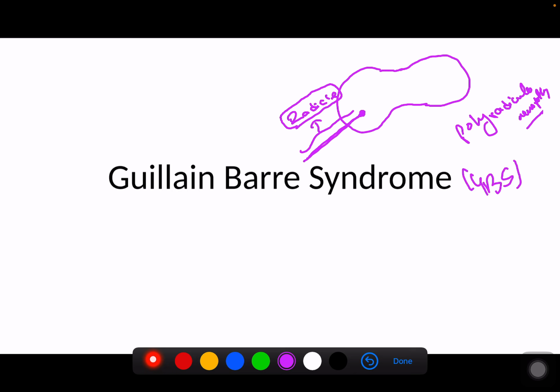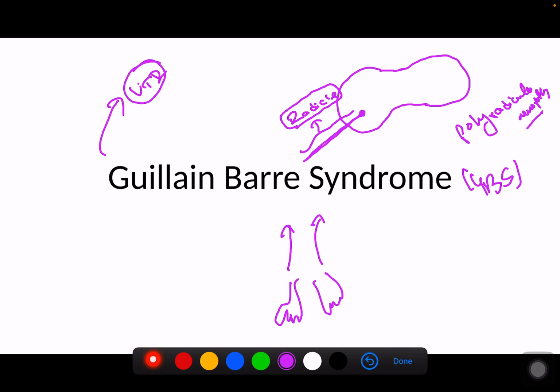and it's an ascending pattern of weakness. First of all, the person will not be able to stand, or his weakness will actually start from the feet and slowly go up. In this fashion, that is known as an ascending pattern of weakness. Guillain-Barré syndrome starts with an upper respiratory tract infection. First there is a focus of upper respiratory tract infection, and after 3 to 4 weeks there will be a syndrome of weakness.